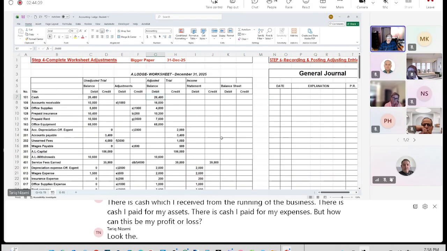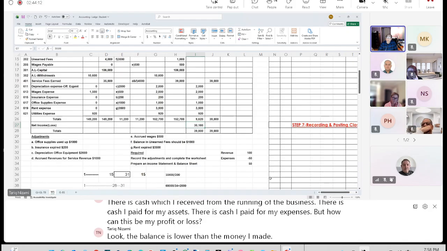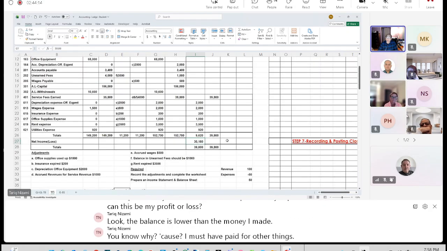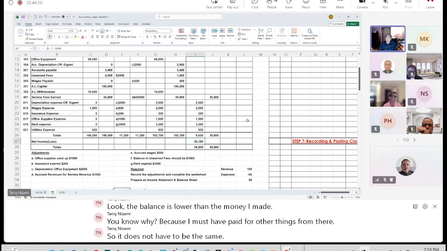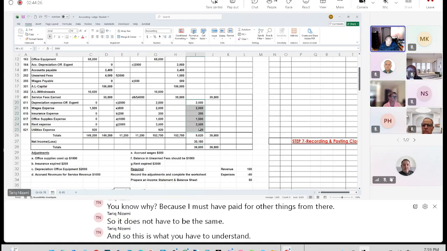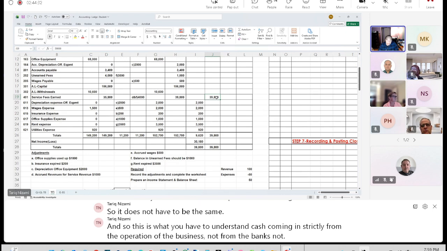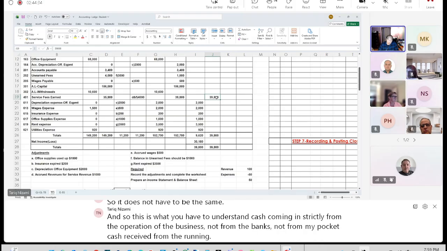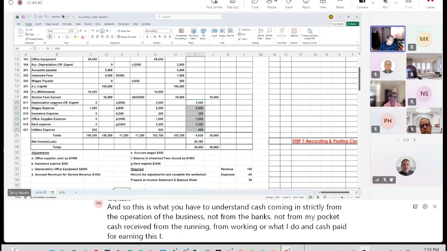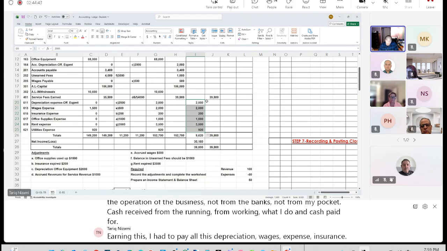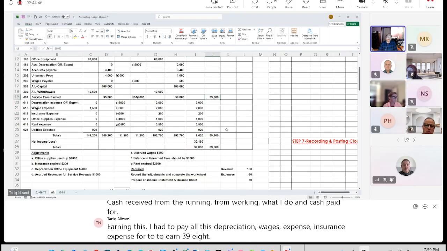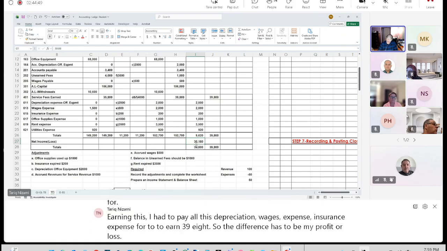Look, the balance is lower than the money I made. You know why? Because I must have paid for other things from there. So it does not have to be the same. This is what you have to understand: cash coming in strictly from the operation of the business, not from the banks, not from my pocket, and cash paid for earning this. I had to pay depreciation, wages expense, and insurance expense to earn 39,800. So the difference has to be my profit or loss, right?